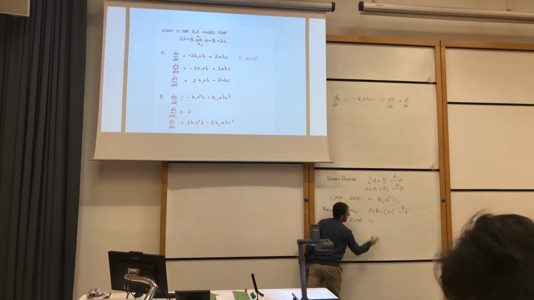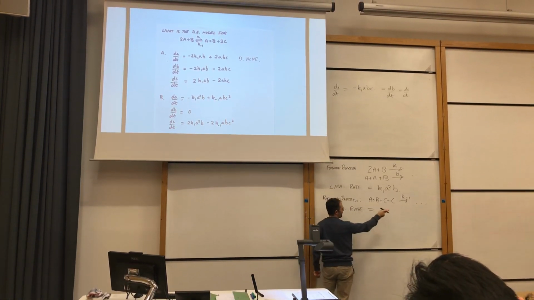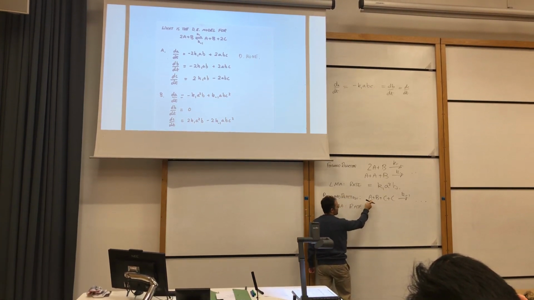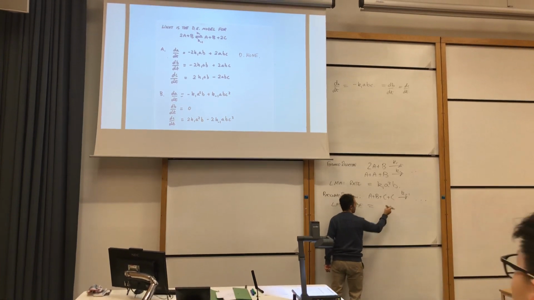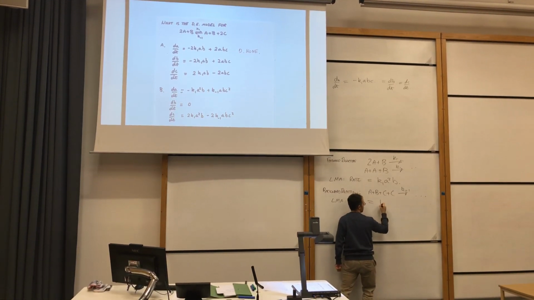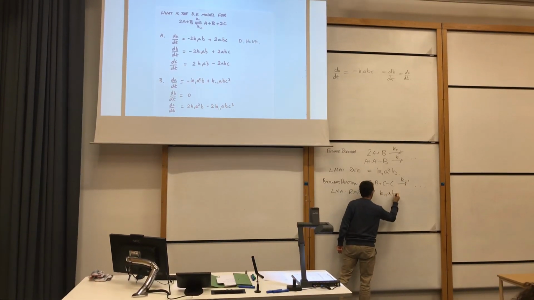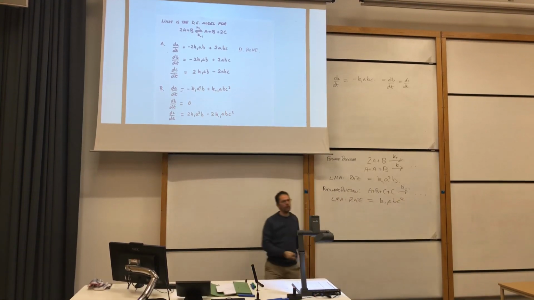What is the rate in this case going to be? Well, it's going to be the rate constant K minus 1 times the concentration of A times the concentration of B, and then times the concentration of C times the concentration of C. So K minus 1, A, B, C squared.